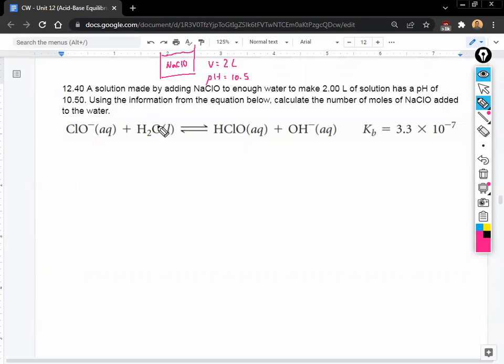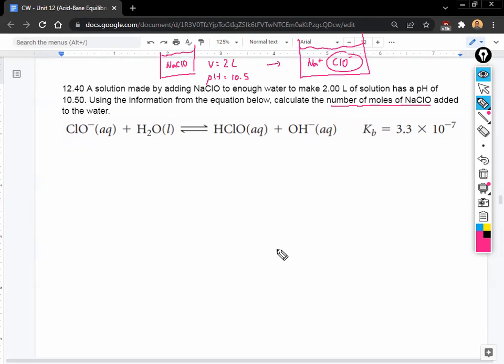Okay, so using the information from the equation here, this is the equilibrium that gets set up. We want to figure out how many moles of NaClO were added to the water. Like we said, the NaClO is going to break down into Na plus and ClO minus, and this ClO minus right here is going to go into equilibrium with water to produce some acid and stay as base as well. Okay, does the scenario make sense?